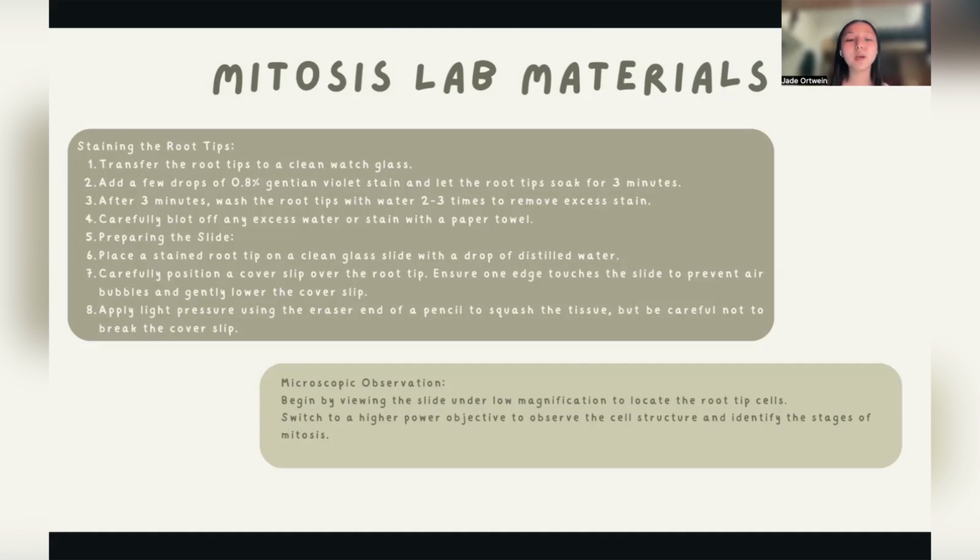And then you can begin viewing the slide under the microscope. Why is this lab important? It is because you can view these cells and gain understanding of how this process works. And scientists also use similar observation under the microscope to determine if they are cancerous or not.